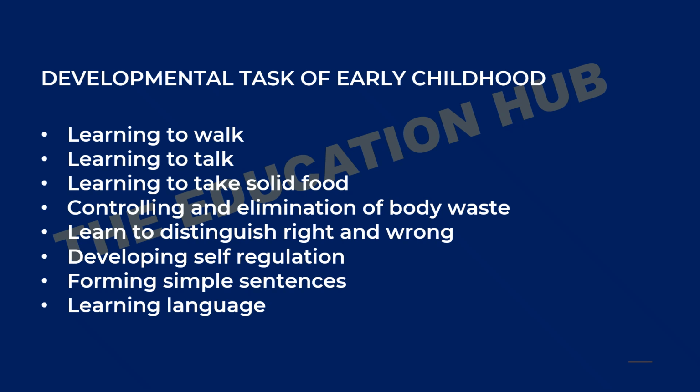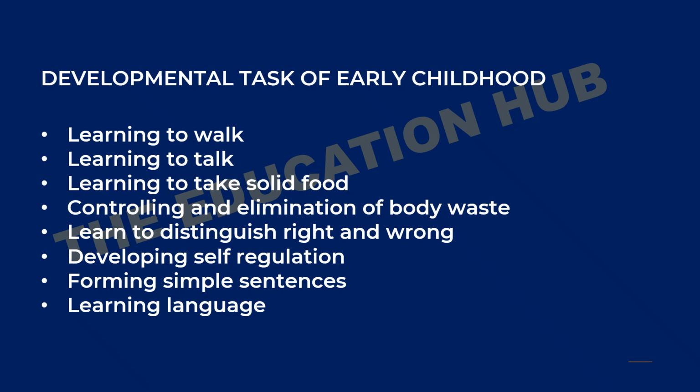Next is learning to distinguish right and wrong. The child starts understanding good behavior and bad behavior. The child understands that it's not good behavior to shout in a public place, right? So here the child understands what is right and wrong. Developing self regulation: here the child learns to control emotions and behaviors. The child learns to behave in a manner which is appropriate according to society.